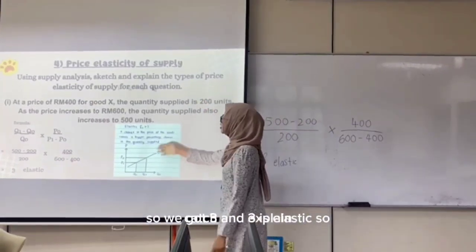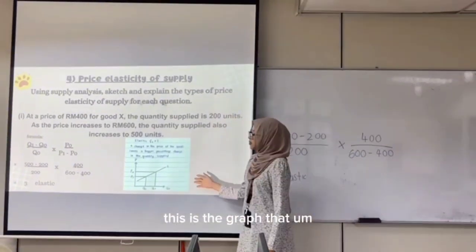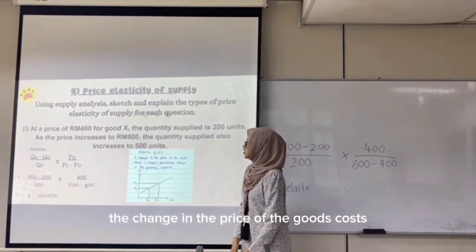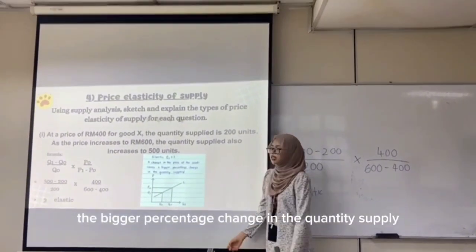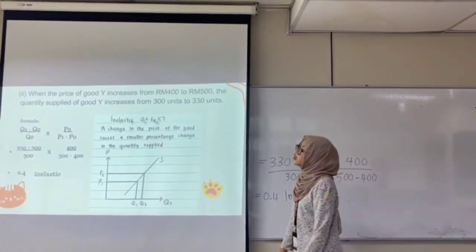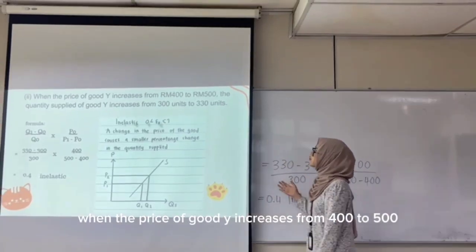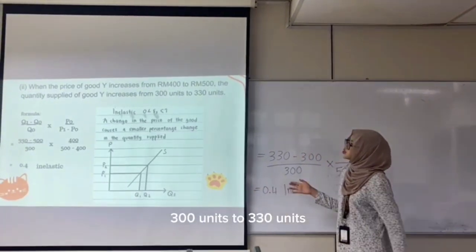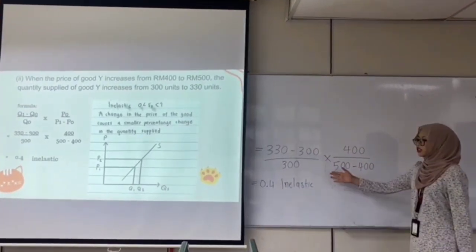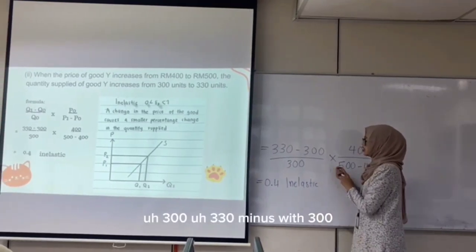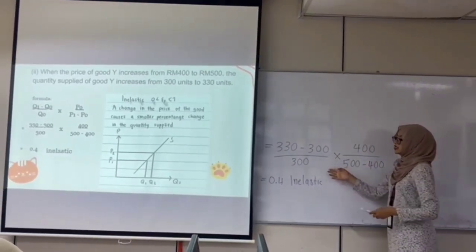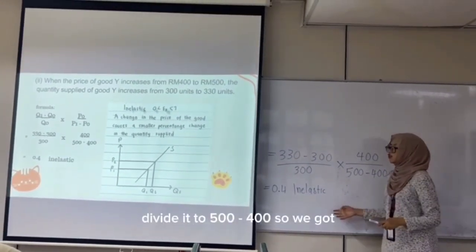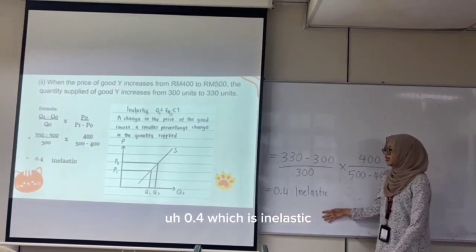Then sketch and explain. For the graph, this is the graph that is suitable for elastic. And for the explanation, the change in the price of the good causes a bigger percentage change in the quantity supplied. That is for the first question. For the second question, when the price of good Y increases from 400 to 500, the quantity supplied of good Y increases from 300 units to 330 units. So this is the equation. I do 330 minus 300 divided by 300, multiplied by 400 divided by 500 minus 400. So we got 0.4, which is inelastic.